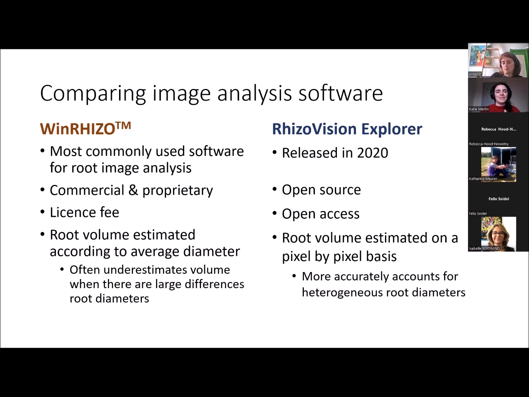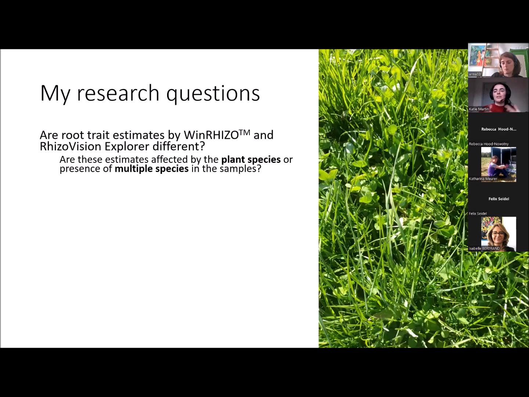So when I came to comparing those softwares, they've already been compared just generally, whether they're similar, but I wanted to specifically look at, are these estimates affected by the plant species or the presence of multiple species with different root morphologies in the same samples.